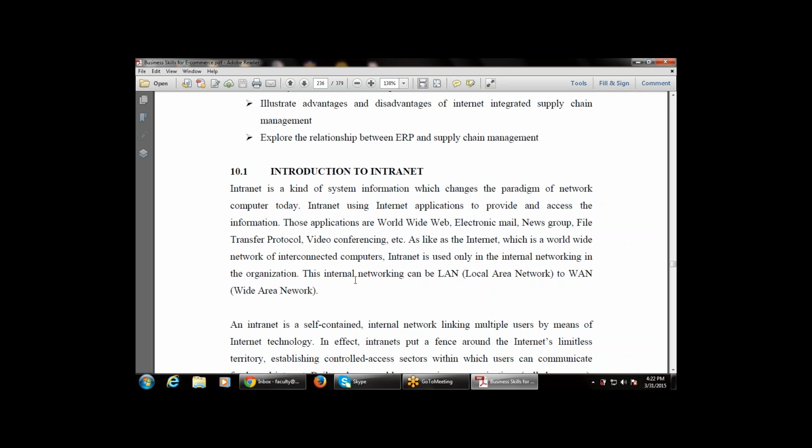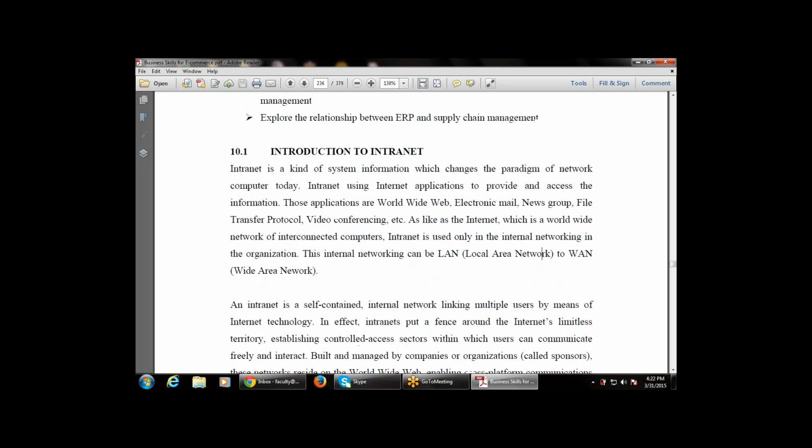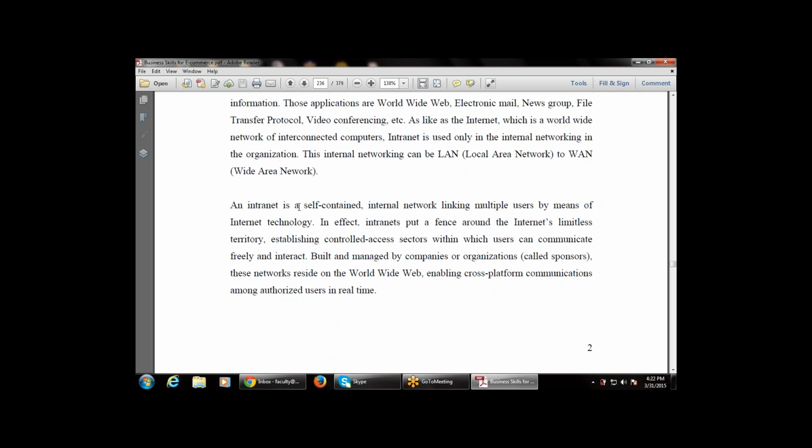So internet is nothing but a worldwide web collection of interconnected computers, and intranet is a local area network that is connected within an organization. This internal working can be a LAN, as I told you, a local area network, to a WAN. That is, it may include the LAN, it may include the WAN. An intranet is a self-contained internal network linking multiple users by means of internet technology.